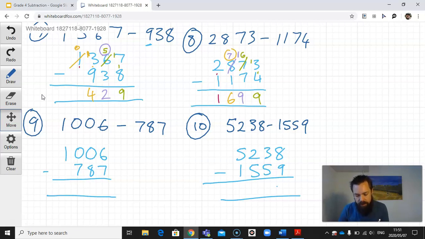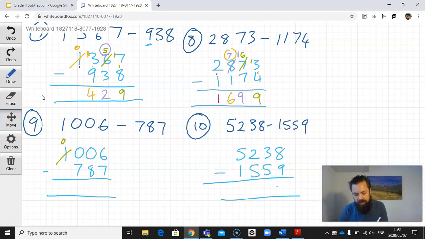So I've got to go 6 minus 7, and the bigger number is on the bottom, so I can't. But my neighbor doesn't have anything. So what am I going to do? Well, my neighbor is going to go to his neighbor, who also doesn't have anything. And his neighbor is going to go to his neighbor, and his neighbor does have something. So we're going to borrow from the thousands. But we don't borrow all the way across, because we only lend to our neighbors.